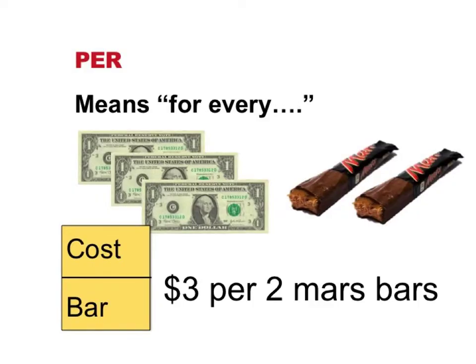You may have heard that word per that I just said and wrote. The word per means for every. Just like when we're talking about ratios, we're talking about for every. So if I have a rate of the cost per Mars bar, like $3 per 2 Mars bars, then really what I'm talking about is it costs $3 for every 2 Mars bars that I want to buy.